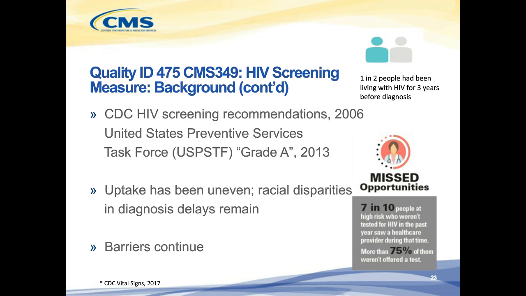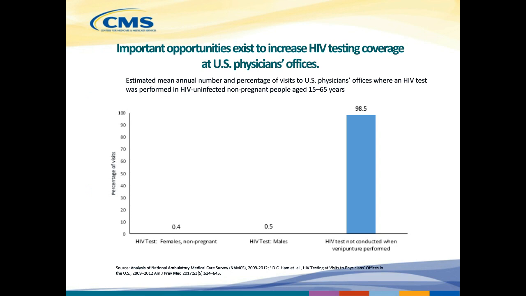To make this point in another way, you can see the data in this slide are taken from a published analysis from last year that showed another example of missed opportunities for HIV screening, and this is in physicians' offices. It shows that HIV testing at visits to physician offices is extremely low, and that, in this case, in 98.5% of visits where a venipuncture was performed, an HIV test was not ordered. So this just represents a large number of missed opportunities that we see across the system.